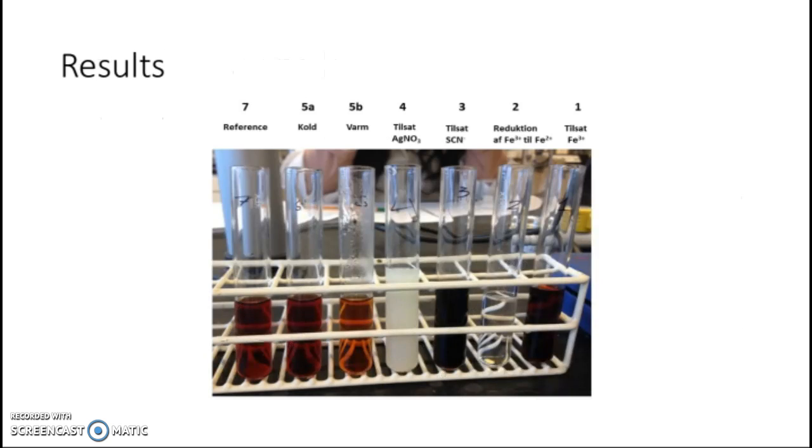Okay, and what we see here is our collected results from 1 to 5. What is especially important to notice here is test tube 4, where the white precipitate was formed by the addition of the silver nitrate.